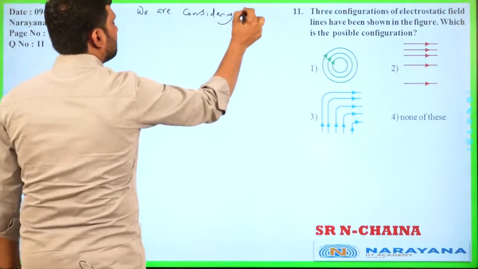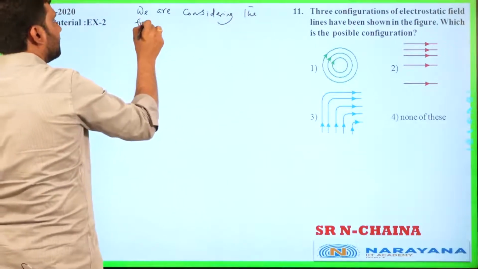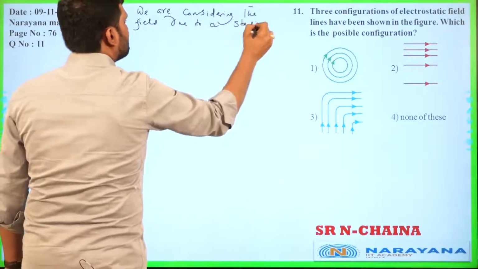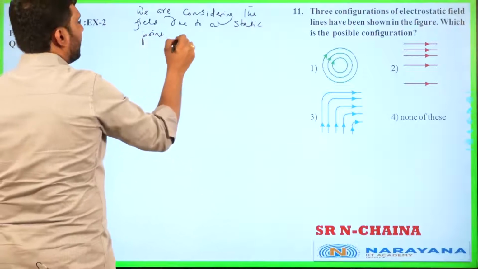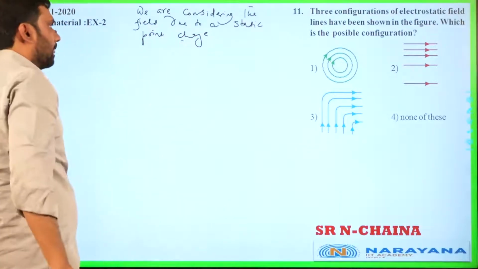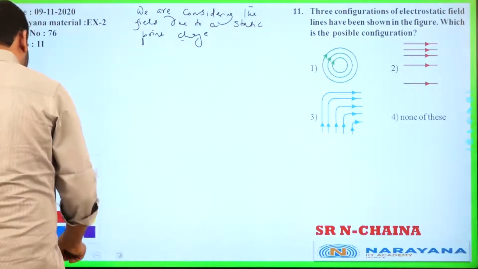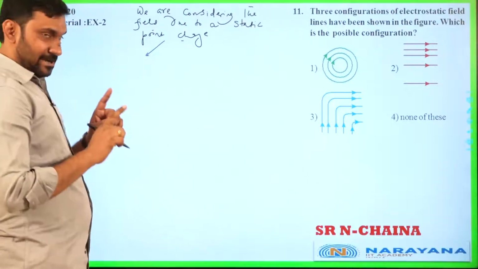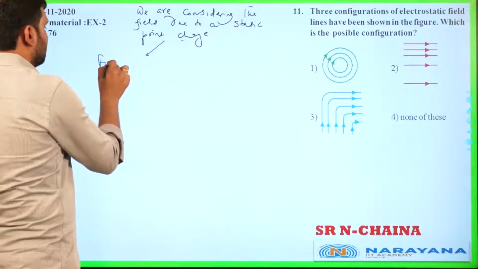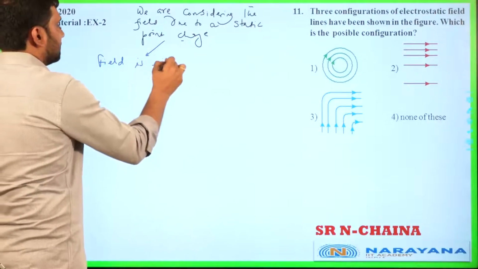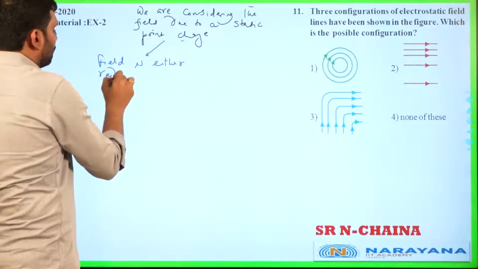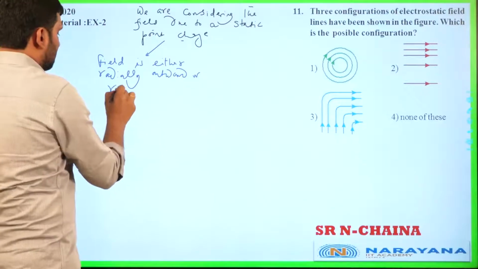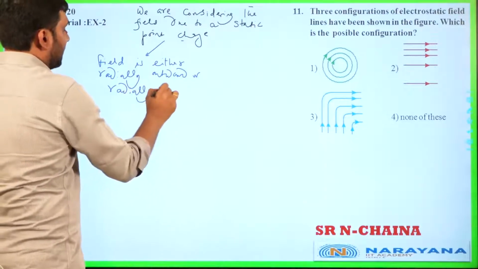considering the field due to a static point charge. Remember one thing, there are a few pieces of information which need to be shared with you. First point is that due to a static point charge, the field is either radially outward or radially inward.